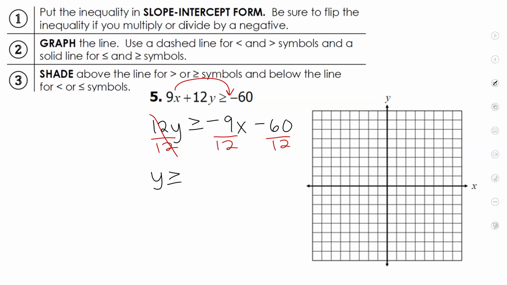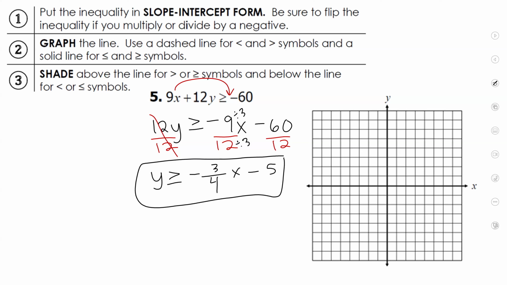Let's simplify these fractions. I can divide the numerator and the denominator by 3. 9 divided by 3, well, this is negative, so -3 over 4. -60 divided by 12 is 5. So this is my new inequality. Let's go ahead and graph it. So go down to -5 and put a point. That's your y-intercept.